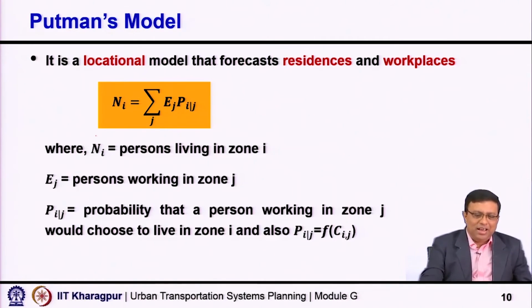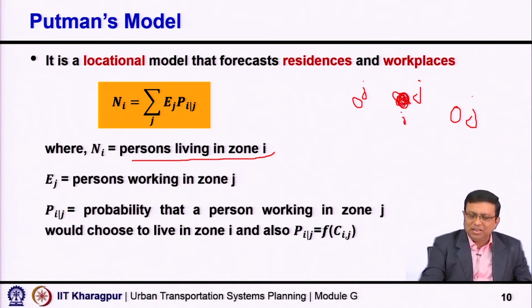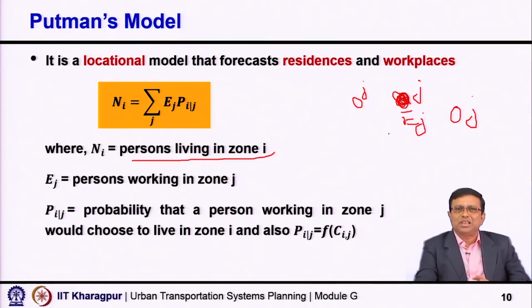According to this model, Ni, the number of people who are expected to live in zone i, where will they come from? There are different employment centers, these are all j, j equal to 1, j equal to 2, j equal to 3, like that, and people are working there, employment in each zone is Ej. So, a fraction of Ej, the people who are working there, can decide to stay; residential location could be any of these zones.